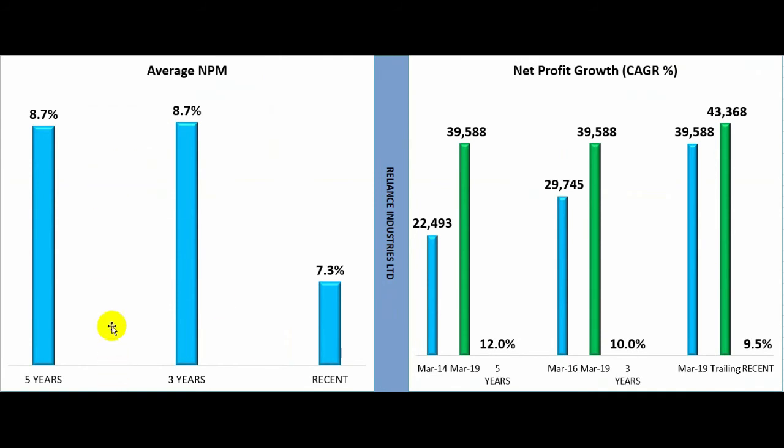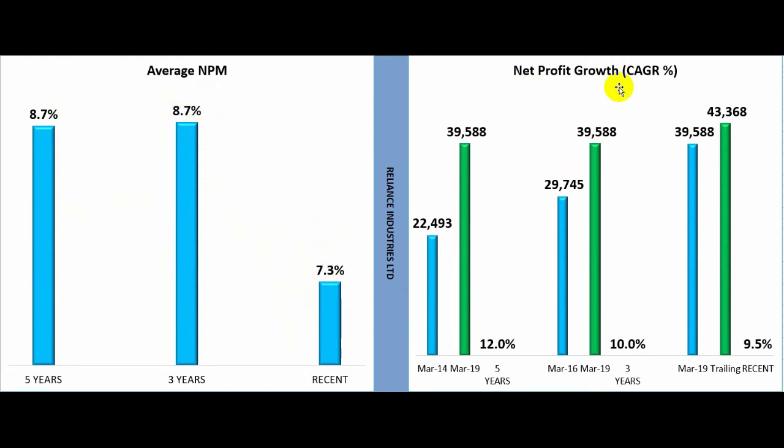The average net profit margin over 5 years was 8.7%. 3 years again it was similar, 8.7%, and in the recent 12 months the margin has dropped to 7.3%. So recently it is below its averages.